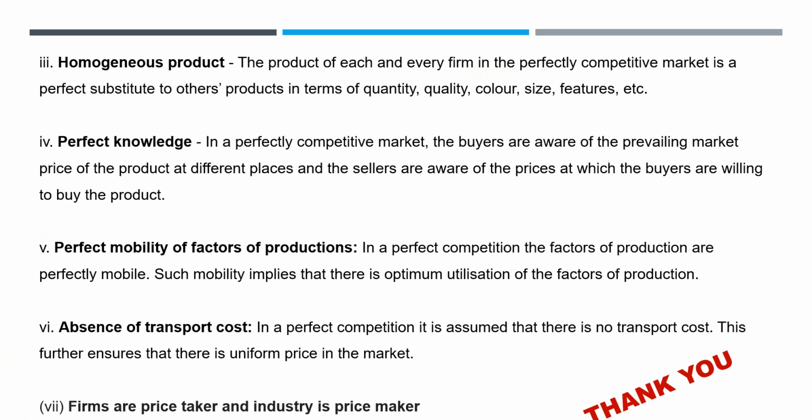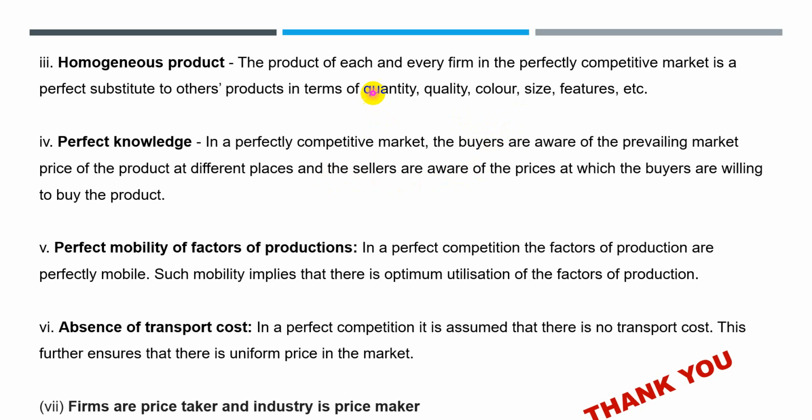Next is homogeneous product. The product of each and every firm in the perfectly competitive market is a perfect substitute for others' products in terms of quantity, quality, color, size, and feature. So these are the features of the identical or homogeneous product. The products offered for sale in the market are homogeneous. The products are identical in all respects: quality, quantity, color, size, features, etc. Since each firm produces 100% identical products, their products can be readily substituted for each other. So the buyer has no specific preference to buy from a particular seller only.